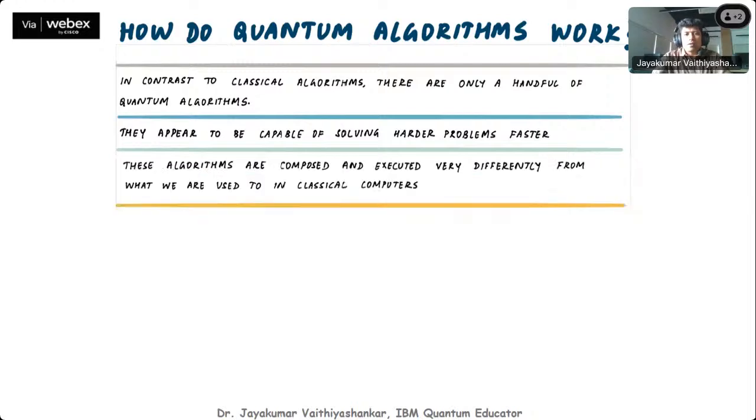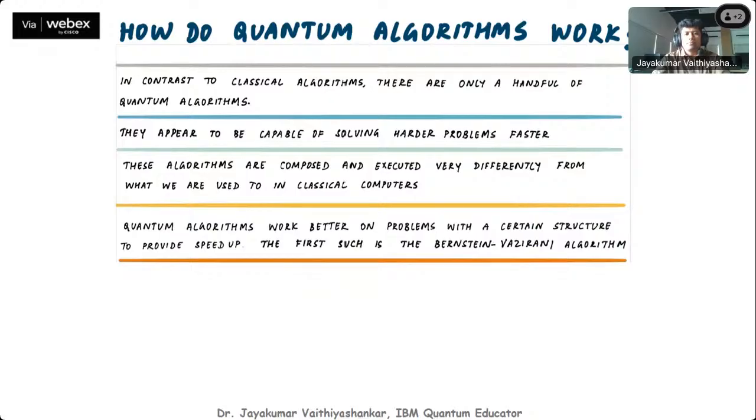These algorithms are composed and executed very differently from what we are used to in classical computing. The way we think about the algorithm, and the way we apply that algorithm in a quantum system, is entirely different. Whatever you learned in classical, you need to unlearn in this phase. A quantum algorithm will work better on problems with a certain structure to provide the speedup. The first such algorithm demonstrated is called the Bernstein-Vazirani algorithm. If time permits, we're going to cover this algorithm.